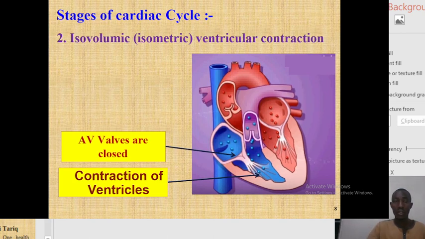What do you mean by isovolumetric ventricular contraction? Remember, blood has been filled within the ventricles. So what next is that blood has to move away from the ventricles to the respective blood vessels, either the pulmonary artery or the aorta. We call it isovolumetric ventricular contraction. Here, iso means the same, volumetric is in terms of blood. The blood will remain the same.